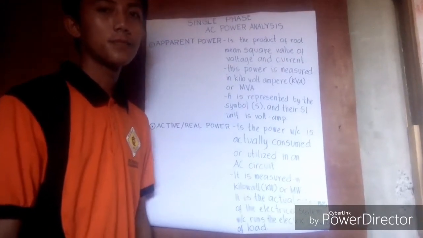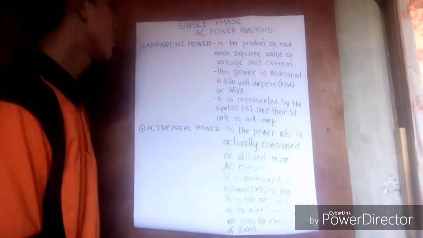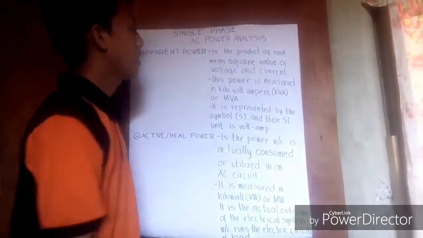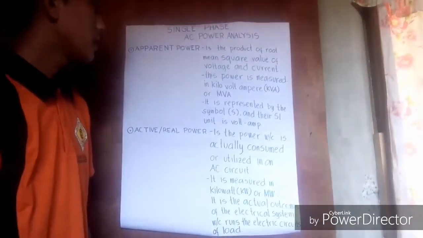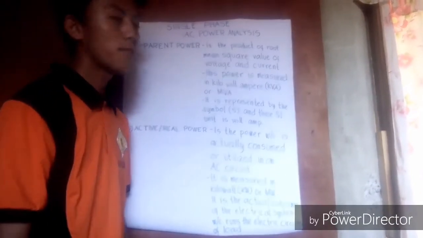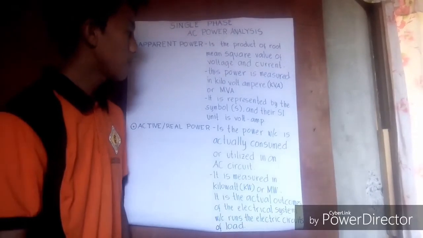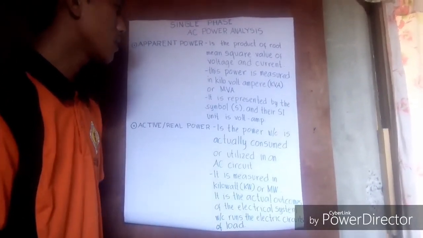Power analysis is mainly classified into three types. One is apparent power, which is the product of the root mean square value of voltage and current. This power is measured in kilovolt ampere, kVA or MVA. It is represented by the symbol S and its SI unit is volt amp.